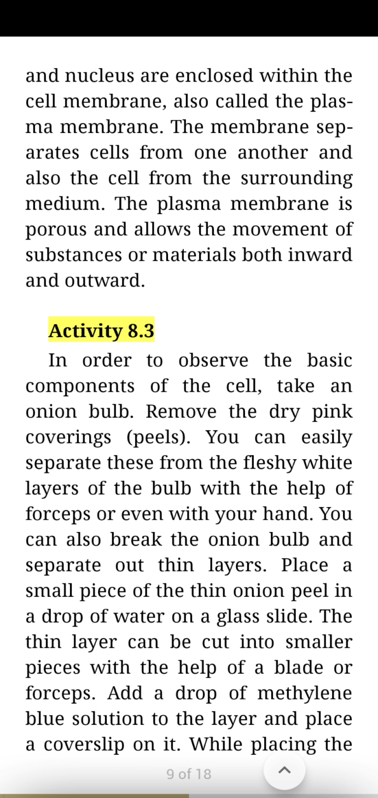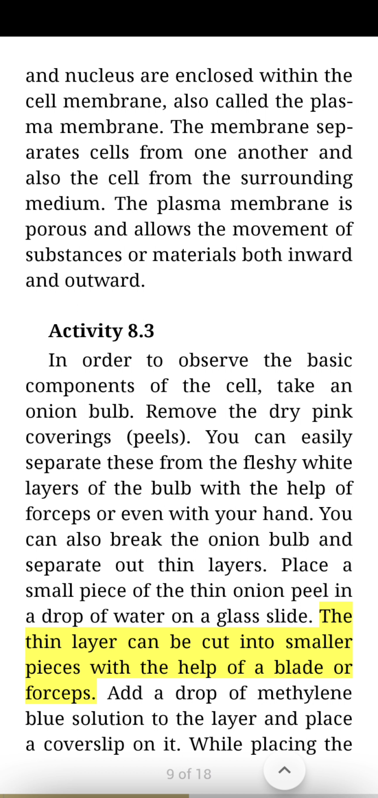Activity 8.3. In order to observe the basic components of the cell, take an onion bulb. Remove the dry pink coverings (peels). You can easily separate these from the fleshy white layers of the bulb with the help of forceps or even with your hand. You can also break the onion bulb and separate out thin layers. Place a small piece of the thin onion peel in a drop of water on a glass slide.